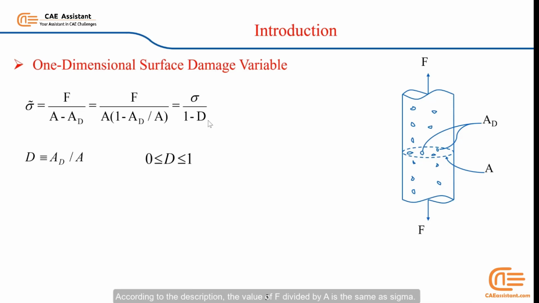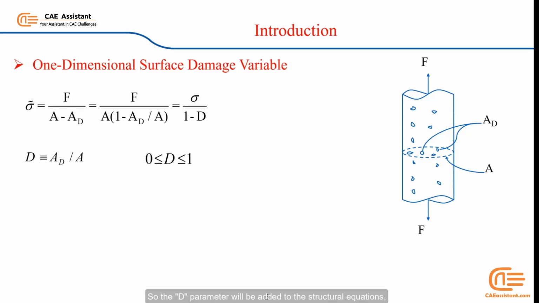According to the description, the value of F divided by A is the same as sigma. 1 minus AD divided by A will be equal to 1 minus D. In other words, if we set F divided by A as sigma, the effective stress or tilde sigma will be equal to the value of the stress divided by 1 minus D. So, you can enter the damage parameter in the structural equations and put the tilde sigma value instead of the sigma anywhere, and replace the term sigma divided by 1 minus D with the effective sigma.